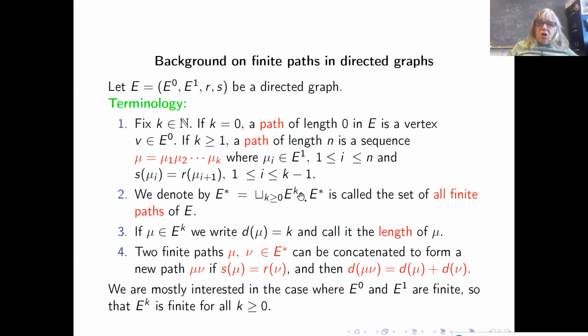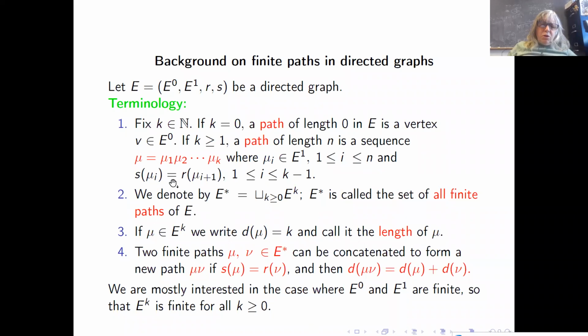And E star is the set of all finite paths, the disjoint union of all paths of length k, where k goes from 0 to infinity, for all non-negative integers k. And by the length of a finite path mu in E^k, I denote that by d of mu. So mu is my path.